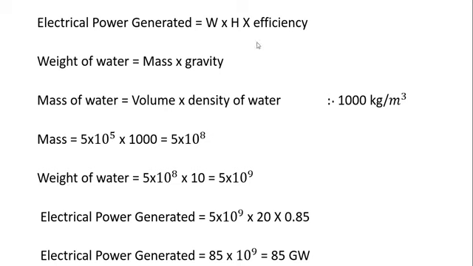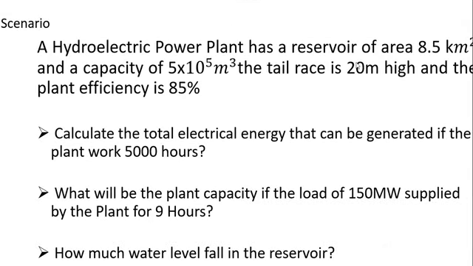Now we have all the required things. We just need to put these things in the formula, and we will get electric power generated. Electrical power generated equal to 5 into 10 raised to the power 9 multiplied by 20. 20 is what? The height of water, 20 meter high.